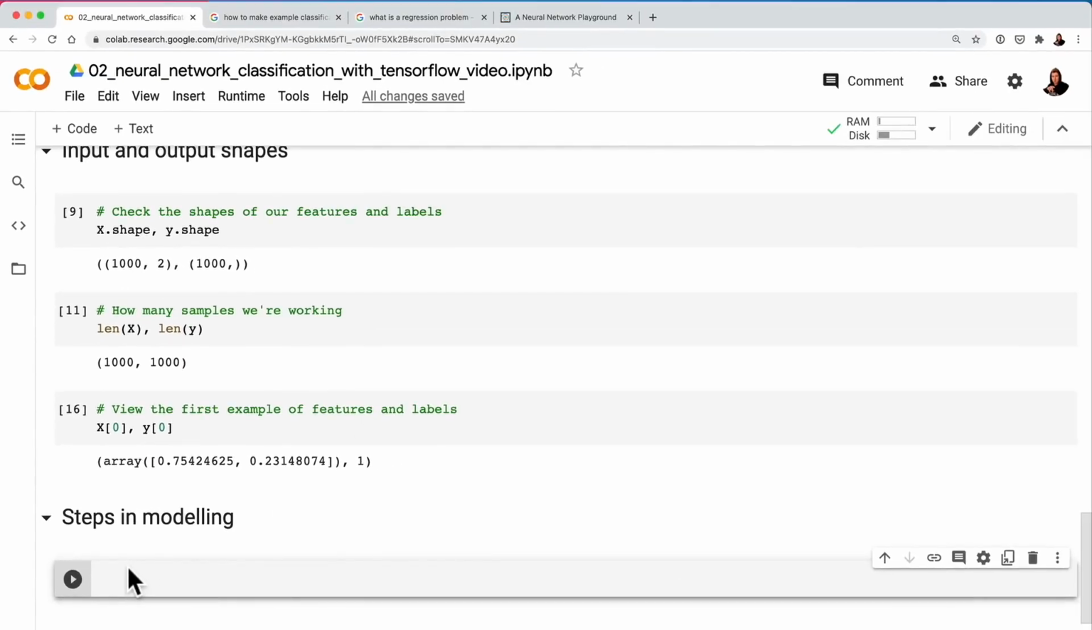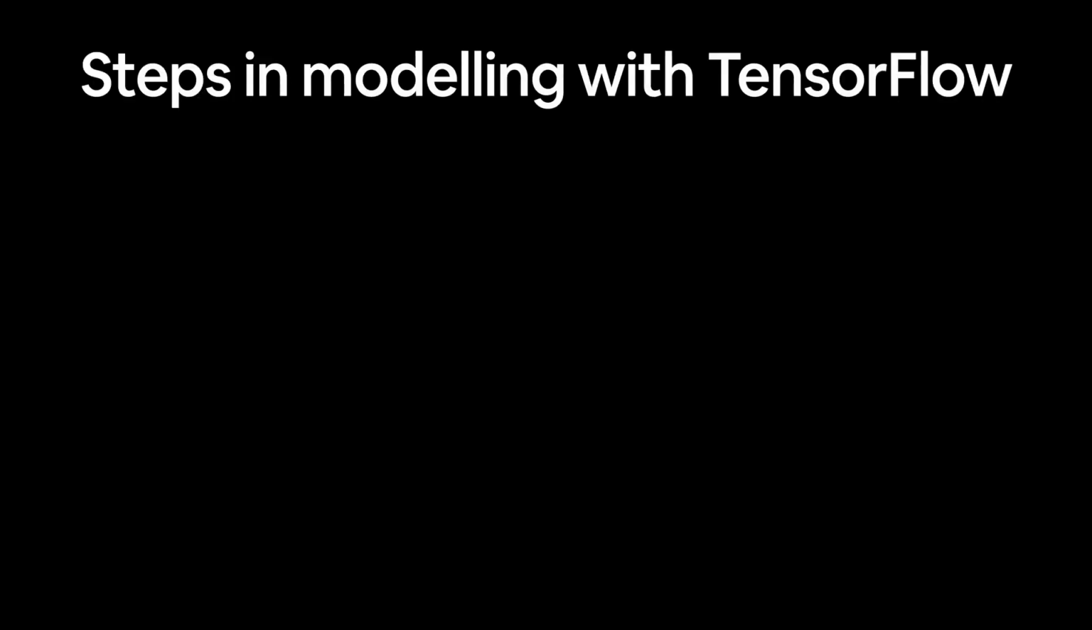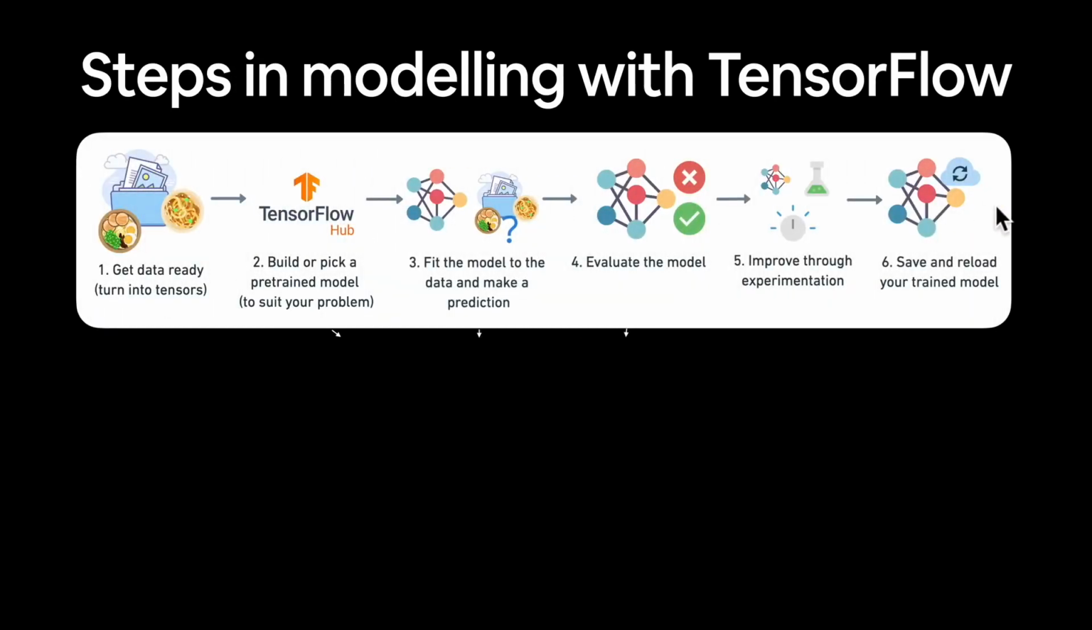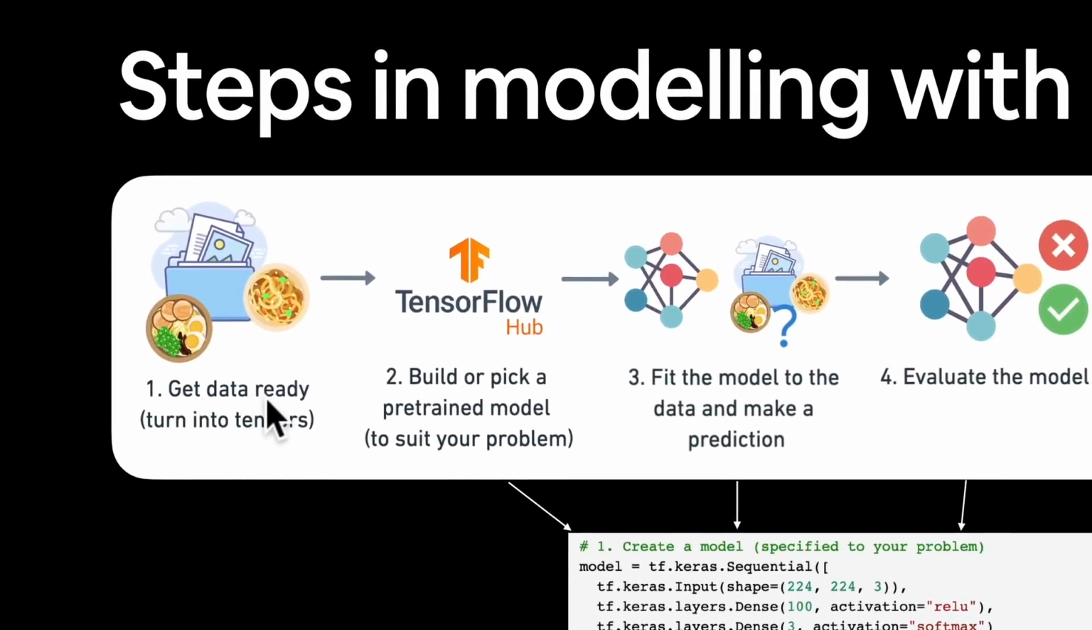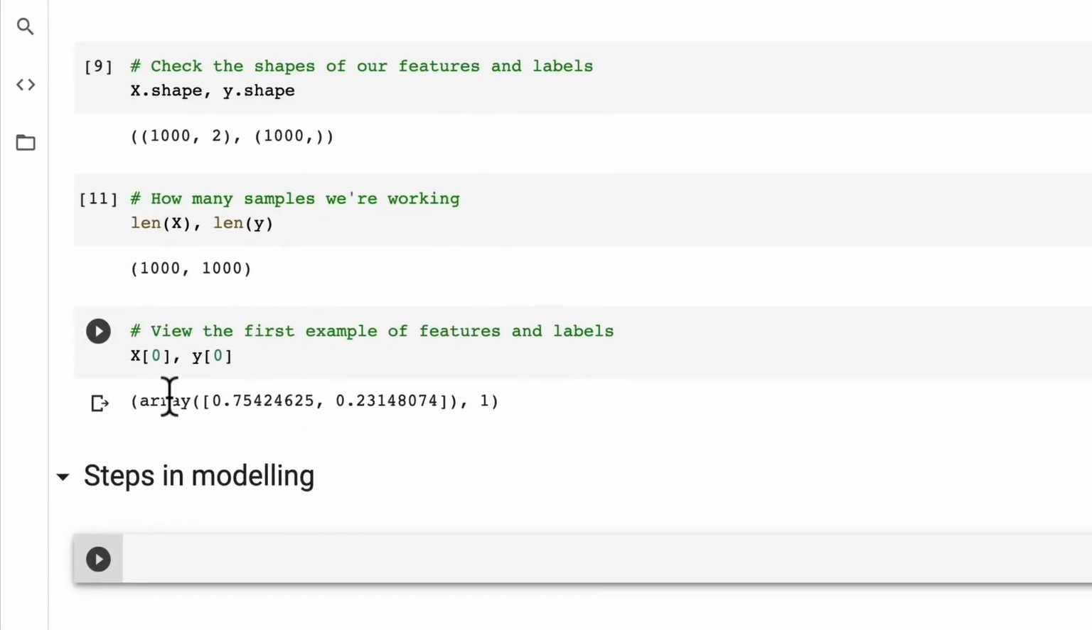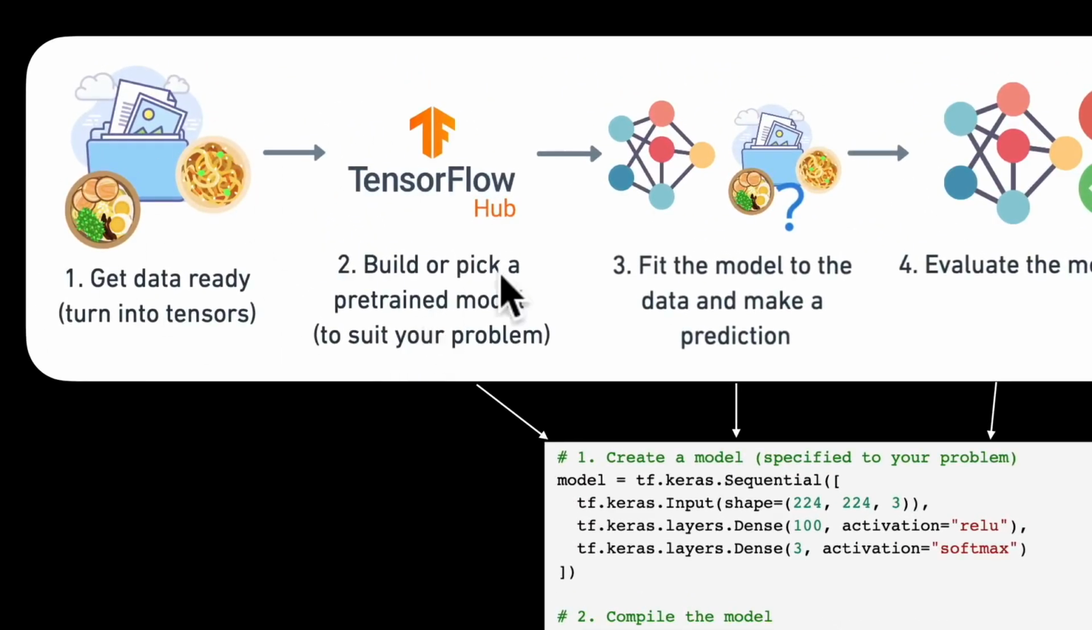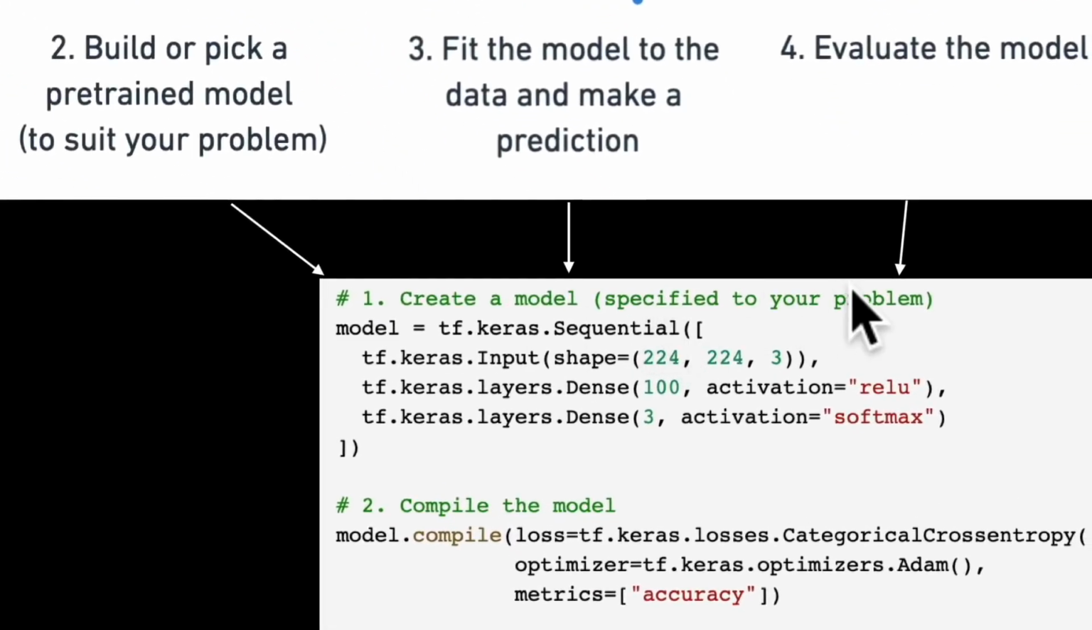So how about we go back to our keynote here and steps in modeling with TensorFlow. We reveal our beautiful, colorful picture. Step 1 is get data ready, turn it into tensors. Well, we kind of have that, except they're in NumPy arrays at the moment. But remember, NumPy arrays work beautifully with TensorFlow. So we'll say that we've finished this one. Now we have to build or pick a pre-trained model to suit our problem. Well, in our case, we're going to build a model. So we have step 1, create a model specific to your problem.